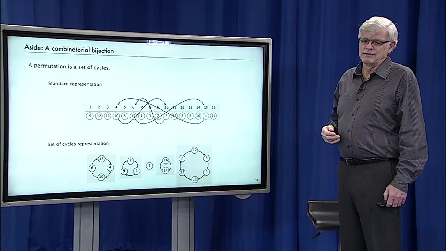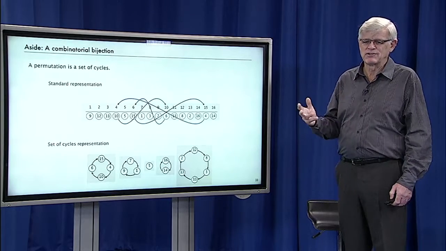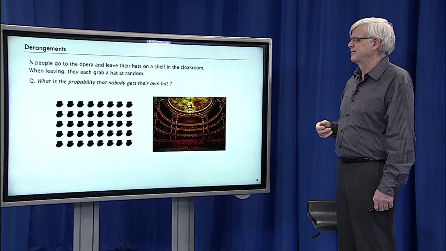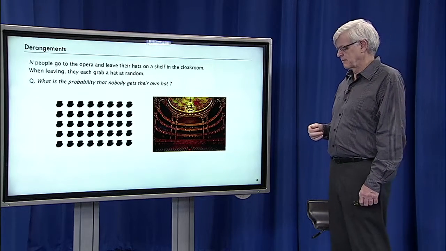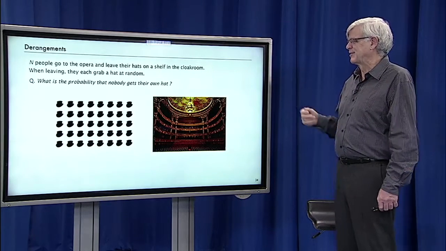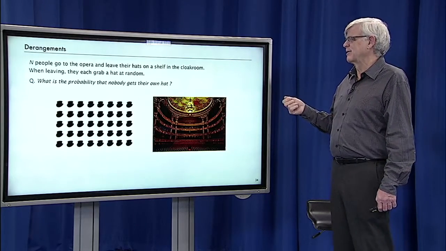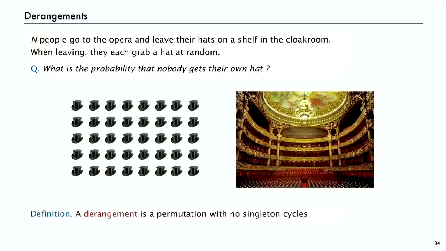So that brings us to our first actual problem that you might know the answer to, because it's a classical problem, but we'll get to one that you don't know the answer to. And that's the derangements problem. This is a famous problem from the 18th century. At that time it was cast this way: you have n people who go to the opera, and they leave their hats on a shelf in the cloakroom, but they all look the same. So when they leave, they each grab a hat at random. And the question is, what's the probability that nobody gets their own hat?